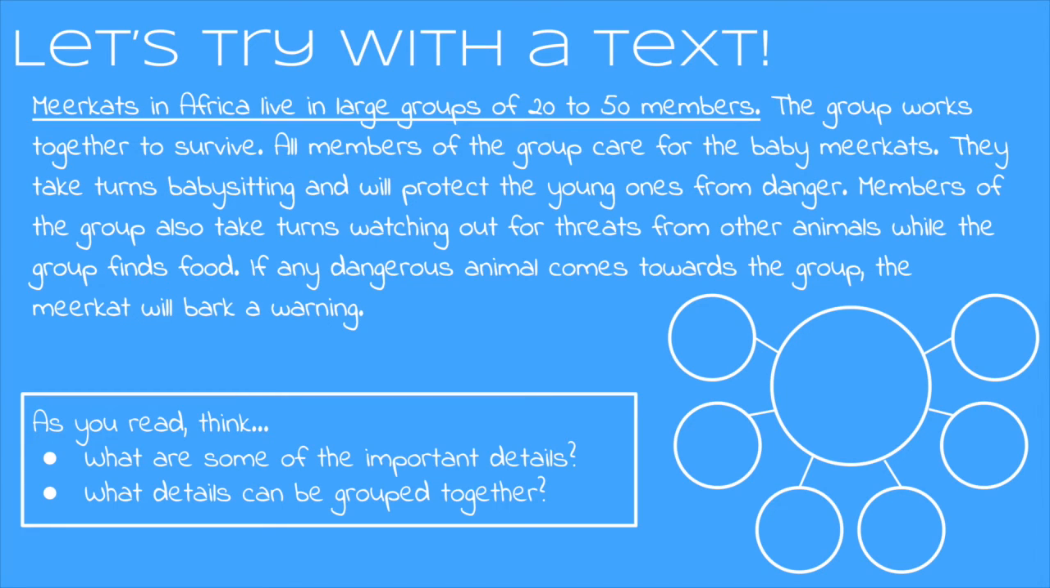Let's take a look at the first sentence. Meerkats in Africa live in large groups of 20 to 50 members. This is very specific because it's talking about how many meerkats there are in a group. Now we want to summarize it to put it into a detail that we can add to our graphic organizer. Meerkat groups have 20 to 50 members. It includes the details that are in the sentence, but it puts it into a little bit simpler format so that we can put it in our graphic organizer.